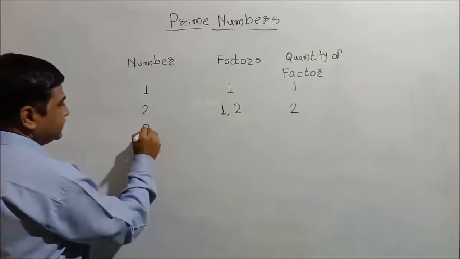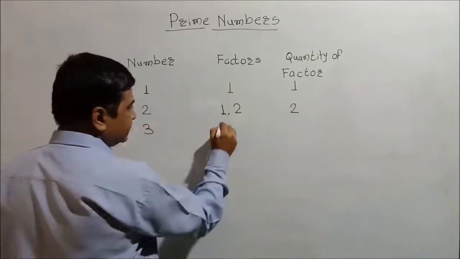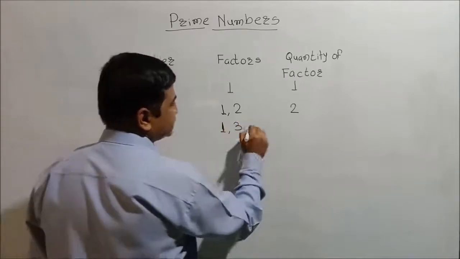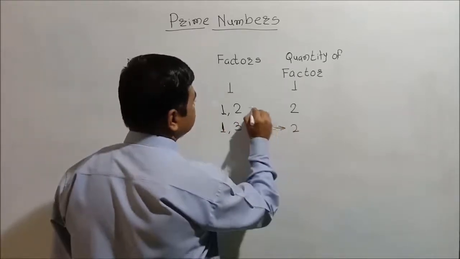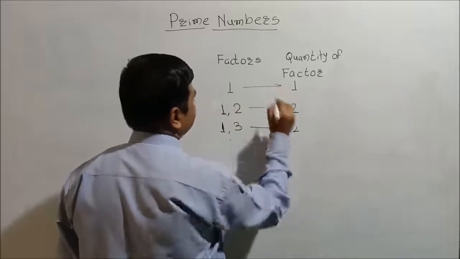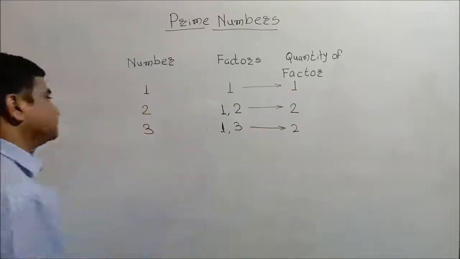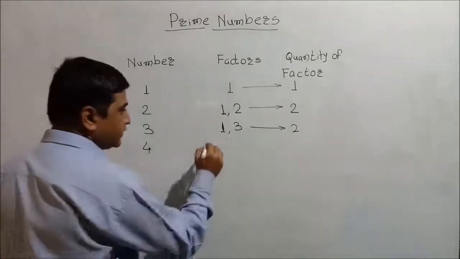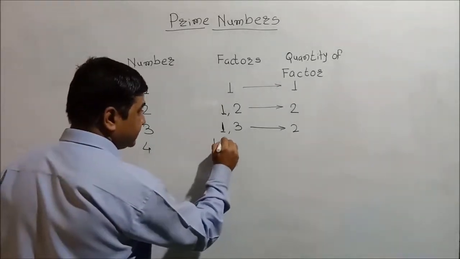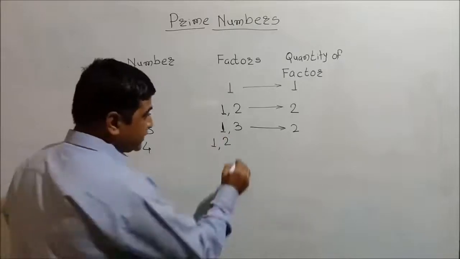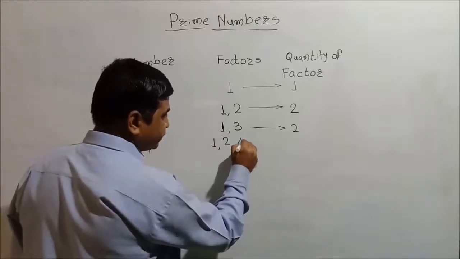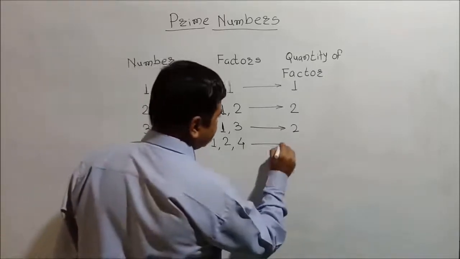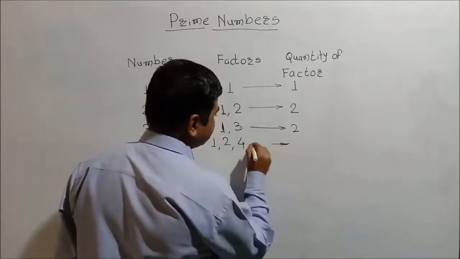Now let us go for 3. Number 3 can be divided by 1 and 3. So how many factors we are having? Here also we are having 2. In this case we are having 1 and 3. Now we'll find out about 4. Well, 4 can be divided perfectly by 1. It can be divided by 2 also. 2 times 2 is 4. And we are having next 4, because the number divides itself without leaving any remainder. So number of factors in this case we are having 3.